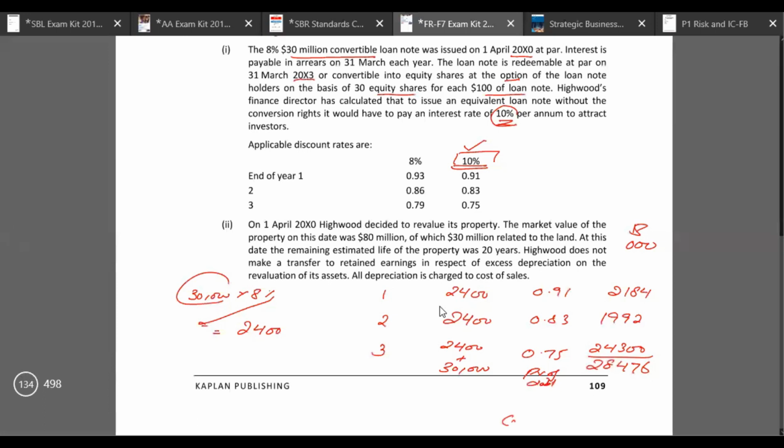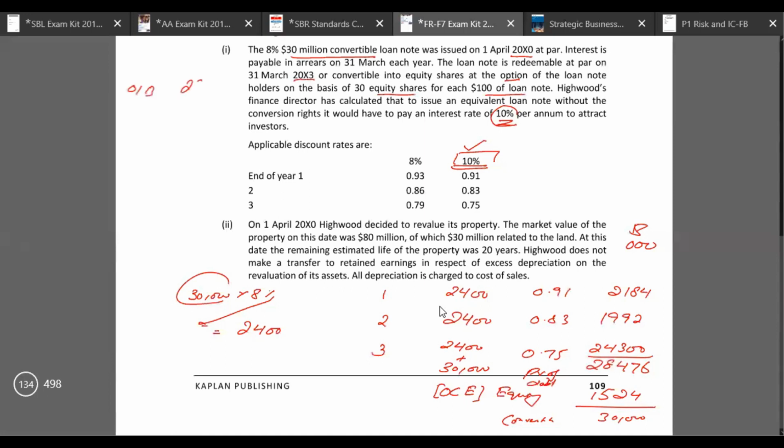Now the convertible value in full is 30,000. We have extracted 28,476 as debt. The remaining 1,524 is actually the equity. So this equity will be recorded in the other components of equity. And this 28,476 will go in the working of the amortized cost.